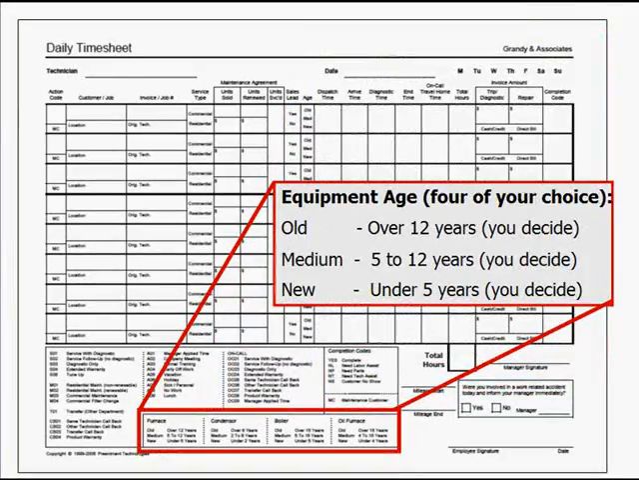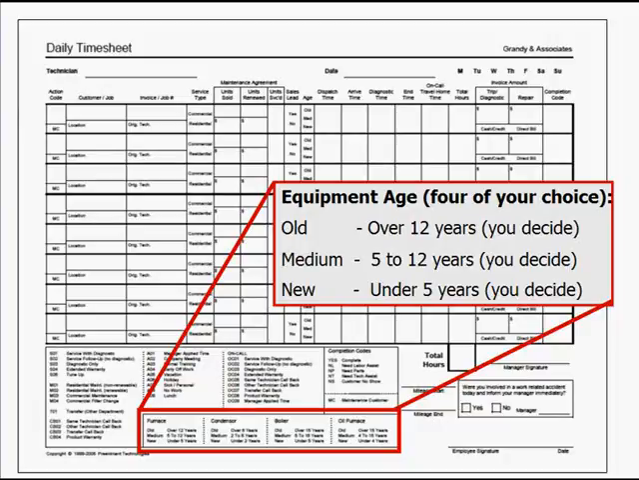You'll remember when we went through the setup portion of the tutorial, we spent quite a bit of time talking about the equipment age and how when we filled those in and set up, they were physically going to print on the timesheet itself. Well, you'll notice on the bottom of the timesheet, in this particular case, we have furnace, condenser, boiler, and oil furnace. Again, you will fill in what those 4 items are. You're also going to fill in the age of each one of those, what you consider old, medium, and new. You're going to pick those numbers.